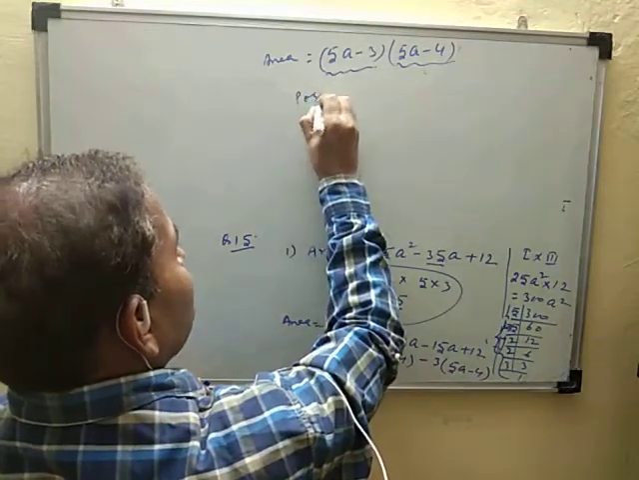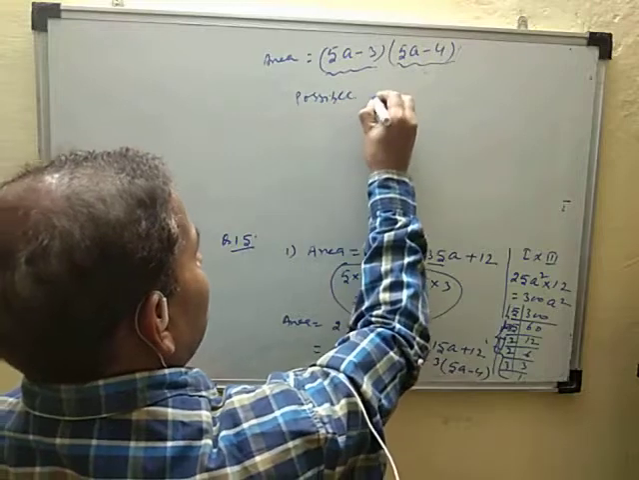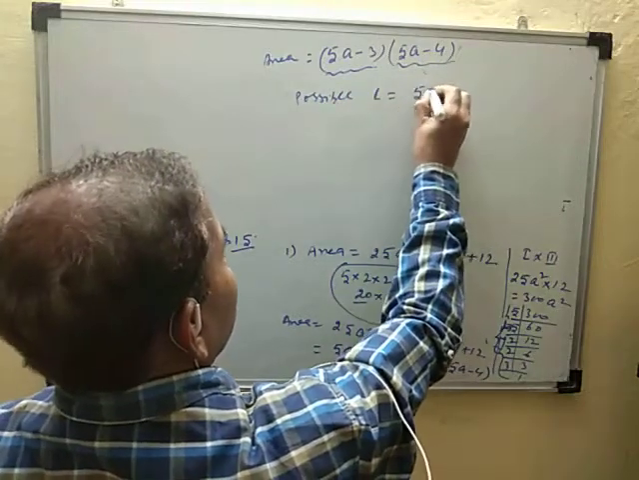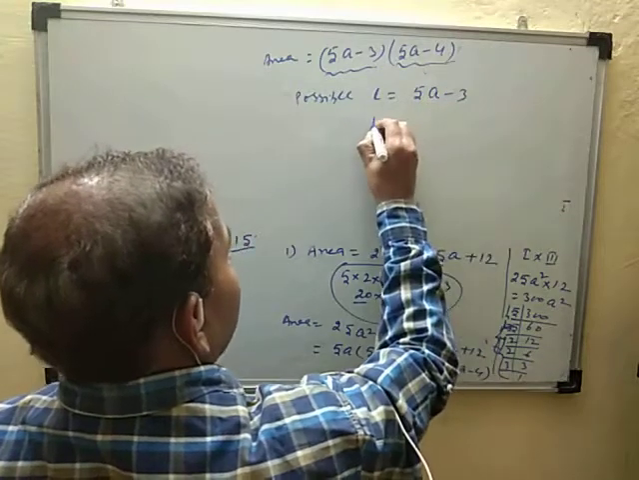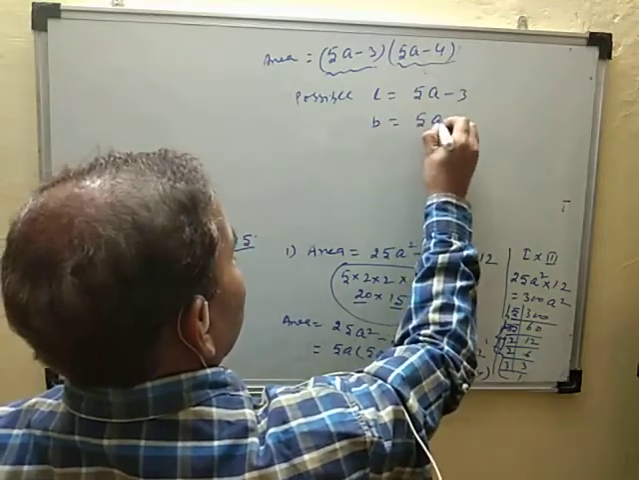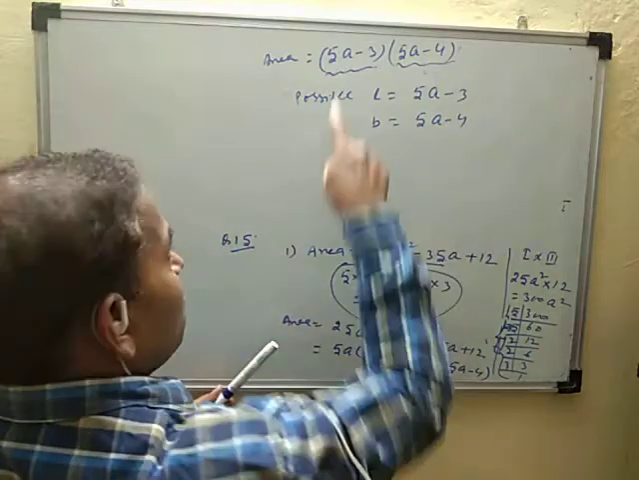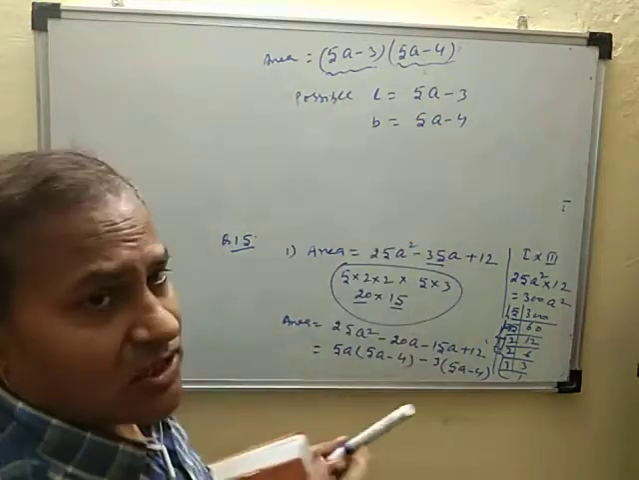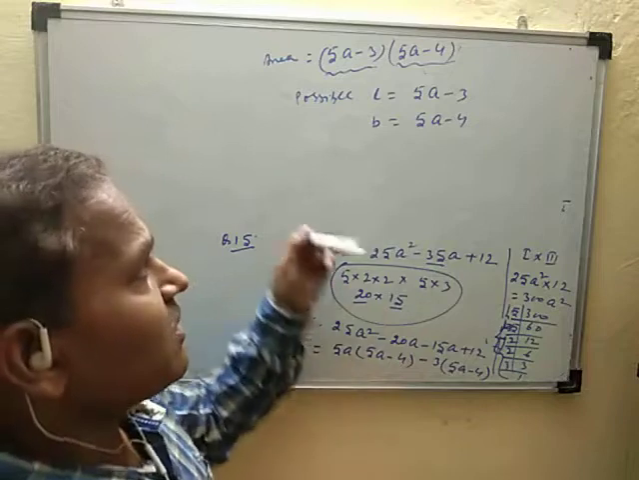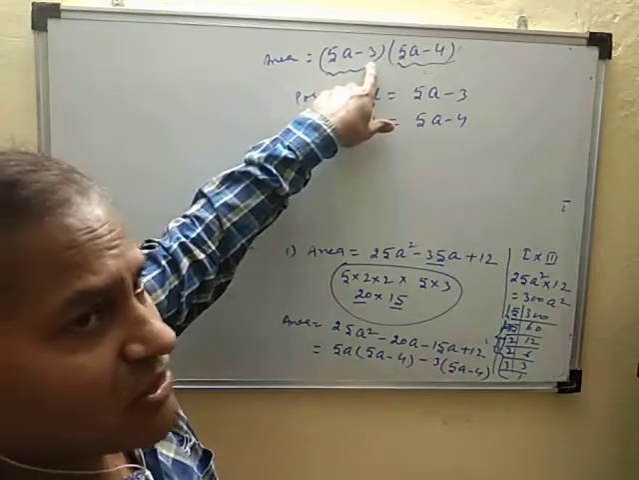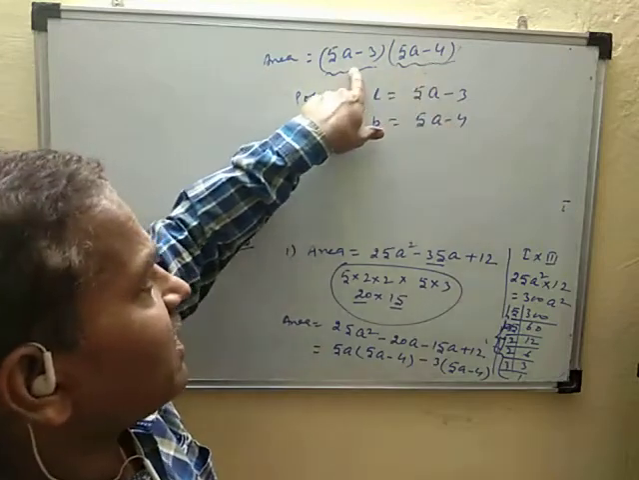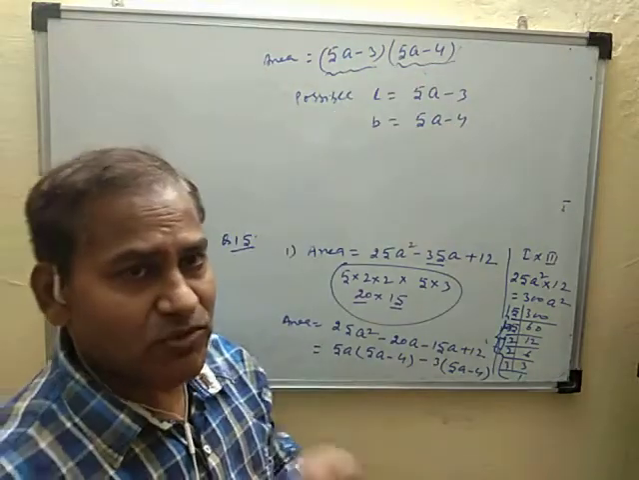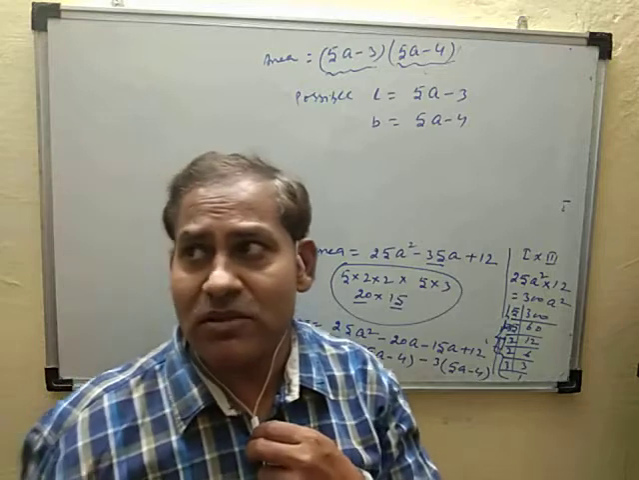So the possible length is equal to 5a minus 3 and the breadth is equal to 5a minus 4, because 5a minus 3 is greater than 5a minus 4. Here you subtract 3 from 5a and there you subtract 4 from 5a. So this is the length and breadth. Okay.